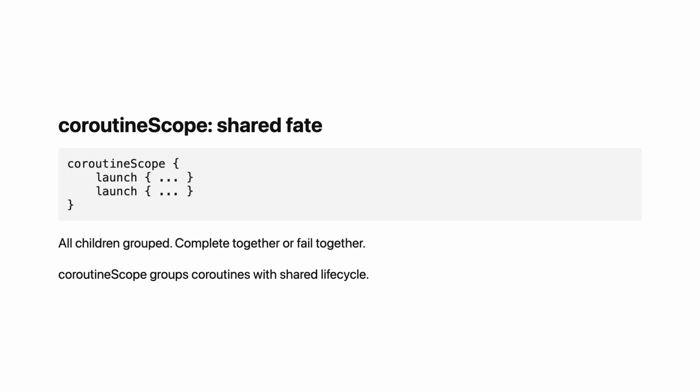coroutineScope is a suspend function. The calling coroutine suspends until the scope completes. This is different from runBlocking. runBlocking blocks the thread. coroutineScope suspends the coroutine.